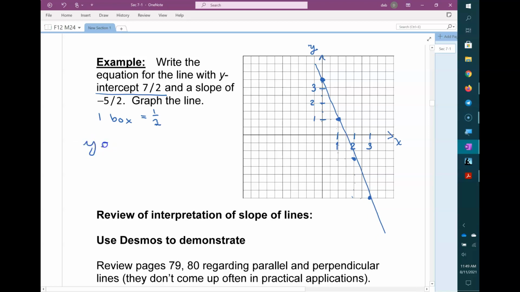And then the equation of the line is y equals -5/2 x plus 7/2. And please get in the habit of boxing or circling your answer. It makes it so much easier to find.